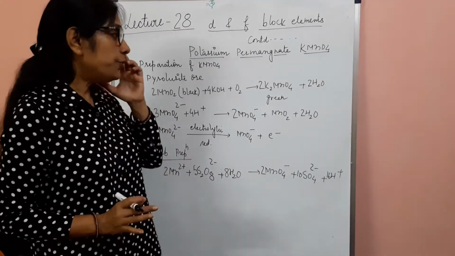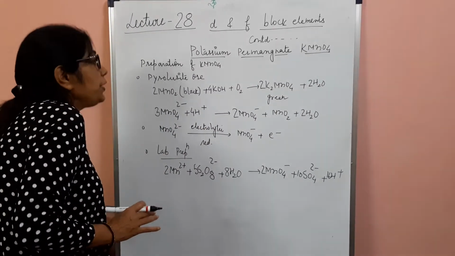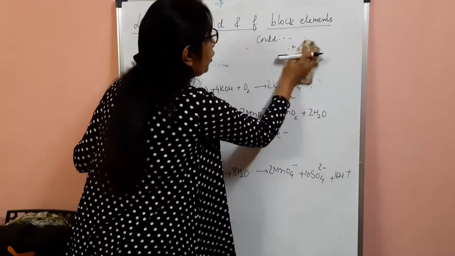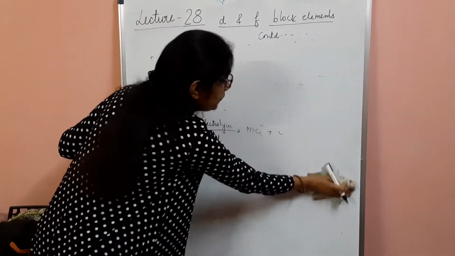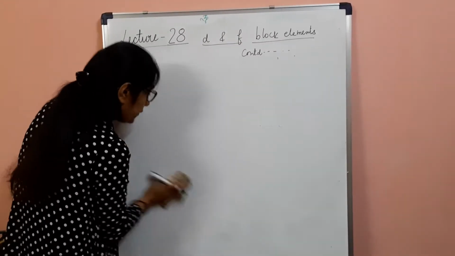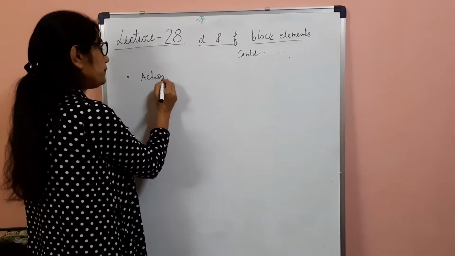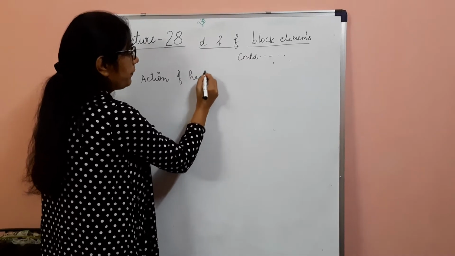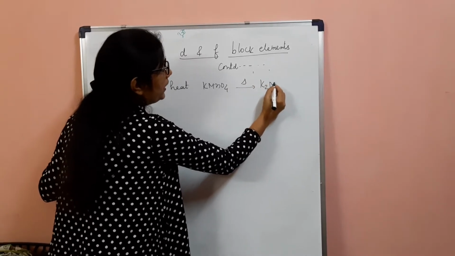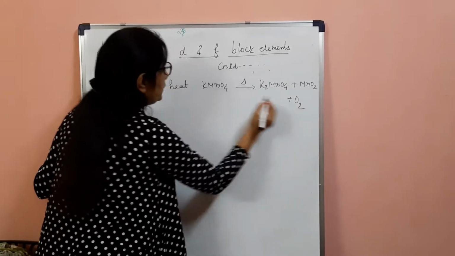And potassium permanganate, you have seen in solid form, it's a violet colored crystalline solid. It is insoluble in cold water but soluble in hot water. And upon heating, it is an oxygen rich salt, so it gives oxygen along with potassium manganate. So let's see the action of heat. Upon heating potassium permanganate, it gives potassium manganate plus manganese dioxide plus oxygen.